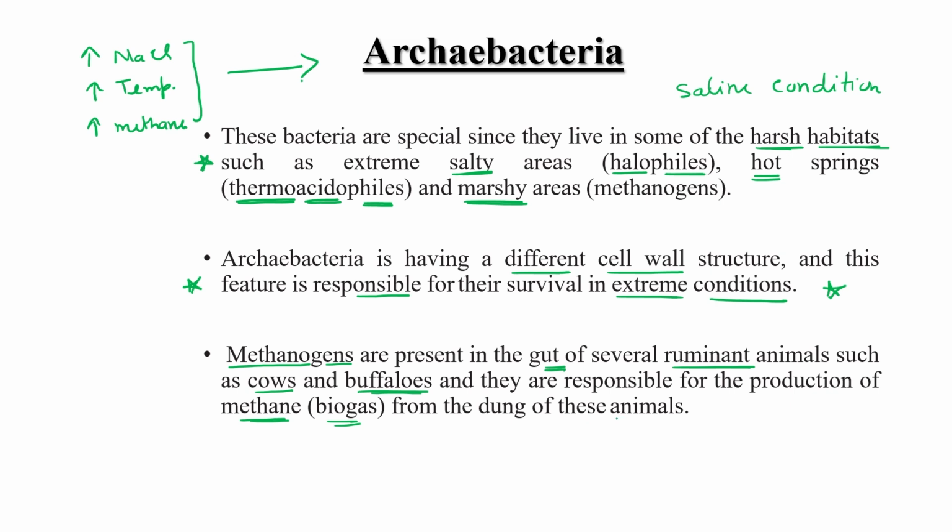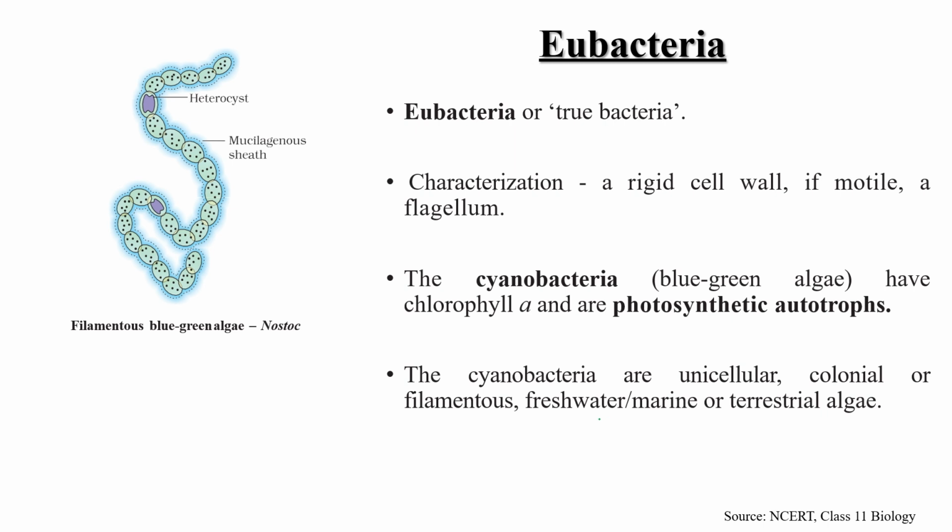Okay, now let's move to the next slide, that is eubacteria. Eubacteria means true. Initially we divided organisms into two categories: prokaryotes and eukaryotes. Pro means primitive, eu means true nucleus: primitive type of nucleus in prokaryotes, and true type of nucleus in eukaryotes. Similarly, eubacteria means true bacteria. And what is the characteristic of true bacteria? They have a rigid cell wall. If they are motile, they have flagellum.